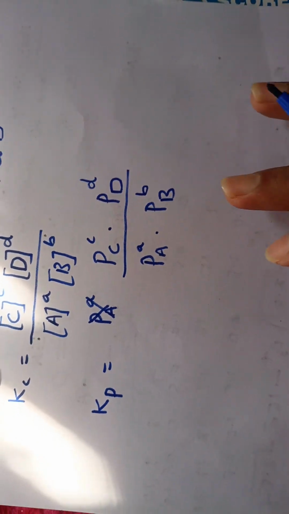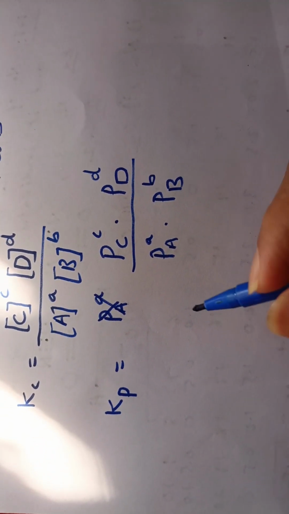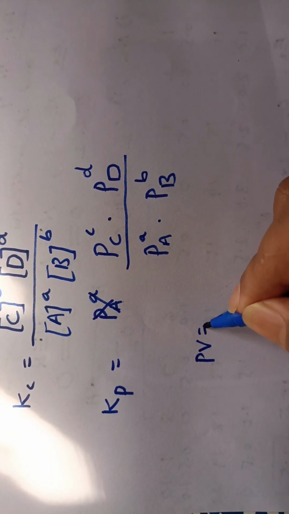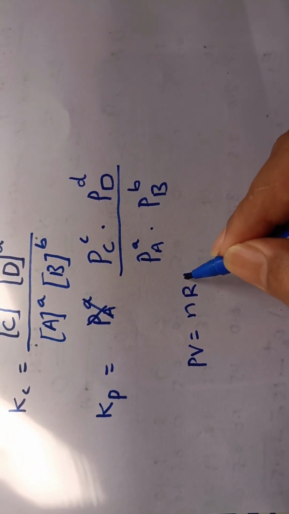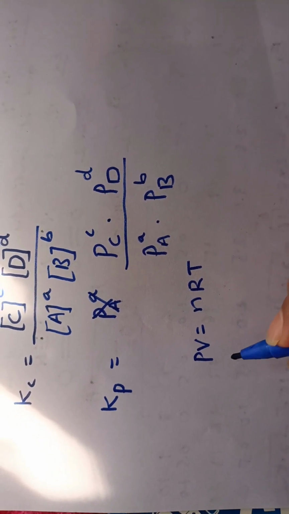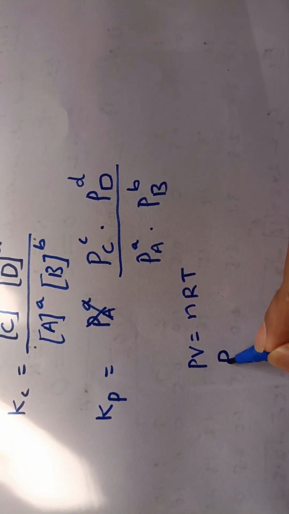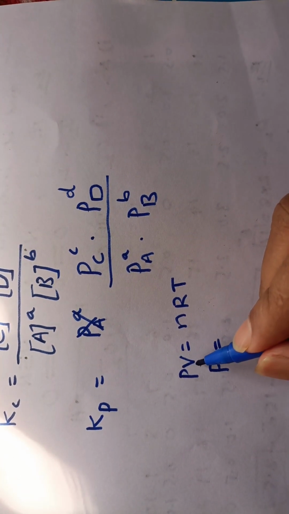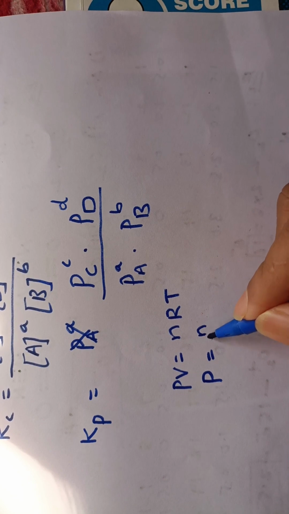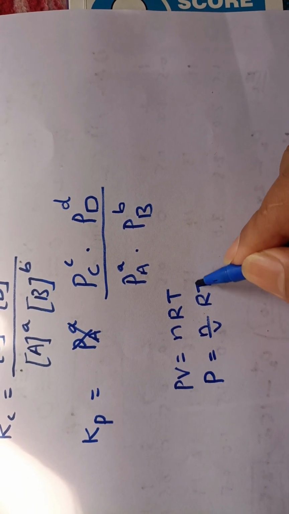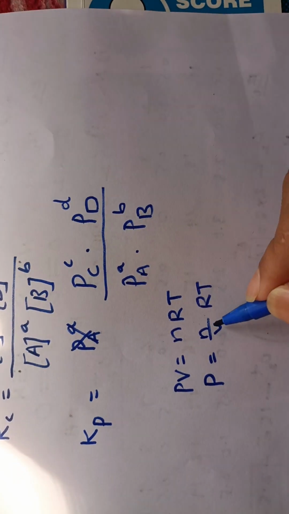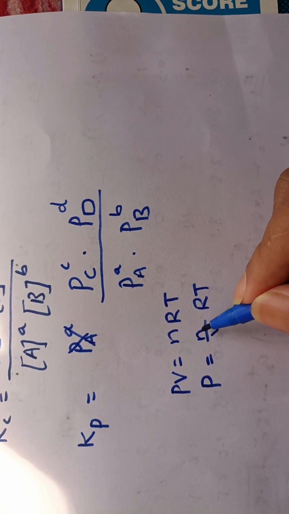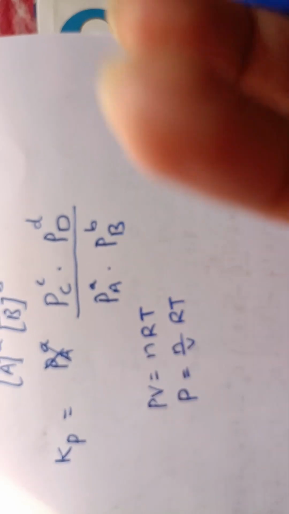Now we know one formula for gaseous molecules, for ideal gases: PV equals nRT. This is the ideal gas equation. From this we can write pressure P equals, if V goes to this side, n by V times RT. What is n by V? n means number of moles, V is volume. Number of moles per particular volume is called concentration.